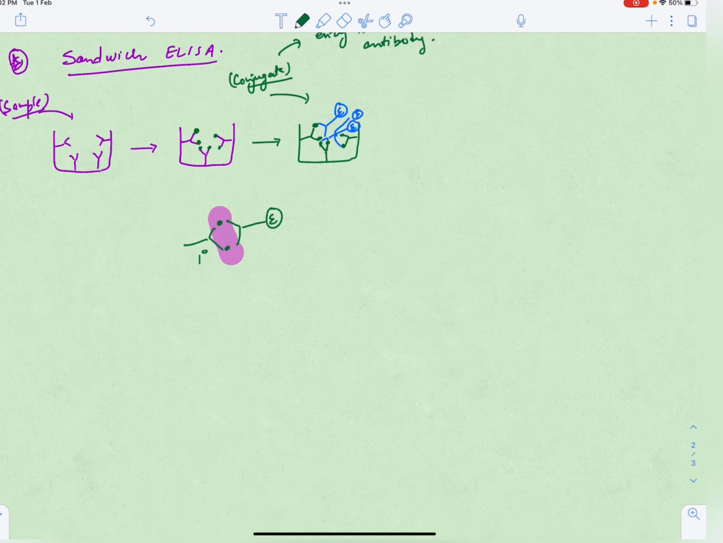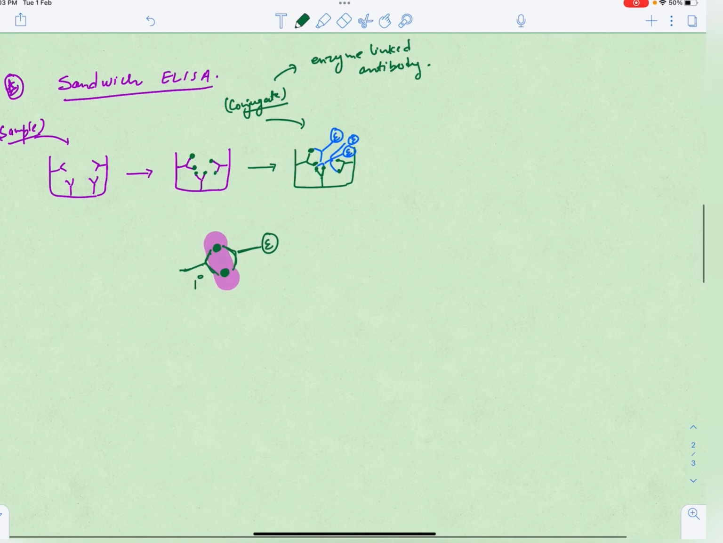Just like in a sandwich, there is one layer of bread, and on the upper side there is another layer of bread, and between the two breads there are whatever additives you want to add according to your taste. So that would be the antigen. Between the two antibodies, the antigen from the patient sample looks like a sandwich, so it is known as sandwich ELISA.